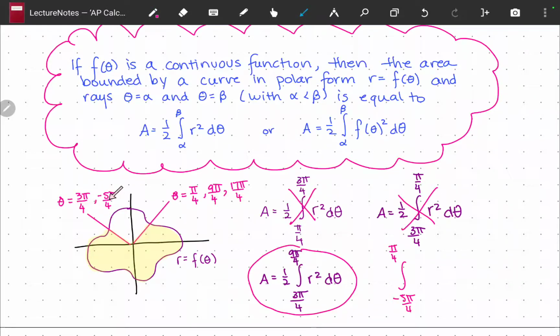So that started in a negative direction, but then we increase until we get to pi over 4, and it still works. It's still getting this yellow region. So just some examples, thinking about the limits to start with.